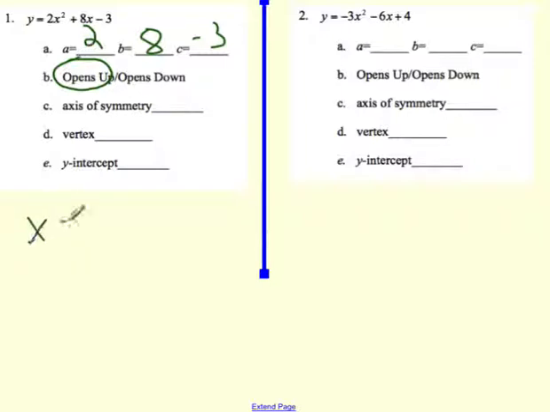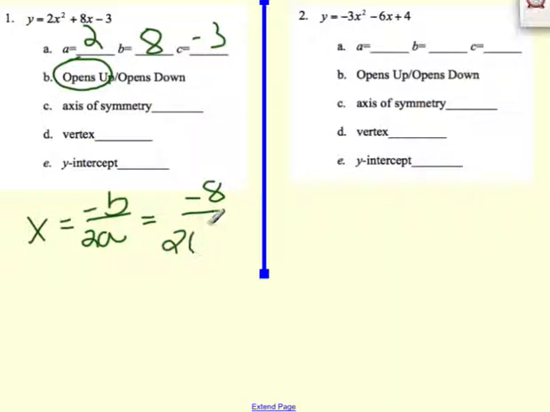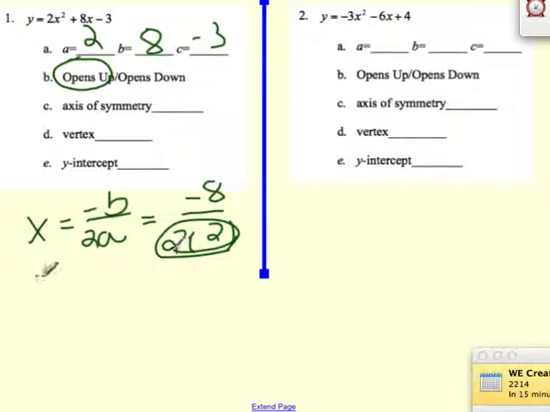Well, to do that, I'm going to use that formula, opposite of b over 2a. I say opposite of b because if the number is negative, you need to make it positive. So you need to do the opposite of whatever b is. Well, here I have a positive 8. So then I'm going to do negative 8 divided by 2 times a. I always suggest that you simplify out the denominator first. So then you're going to have negative 8.